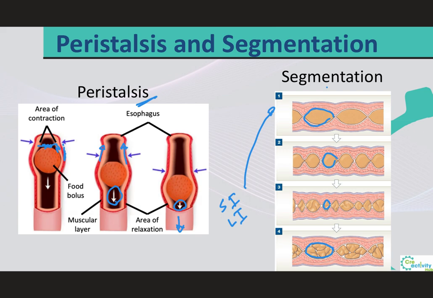These movements primarily involve the circular muscle layer instead of both muscle layers. In addition, they do not produce a net movement in a particular direction because they just churn in that specific segment, as we see over here in this image.